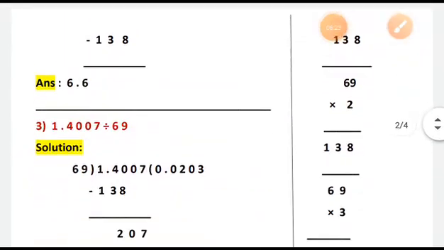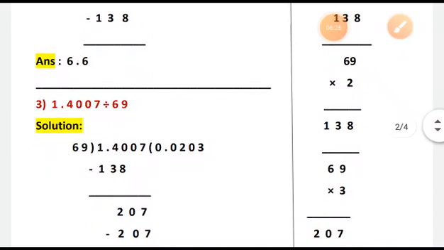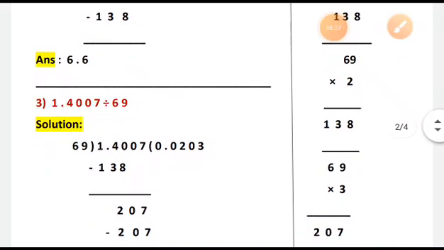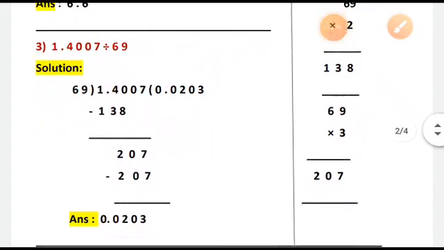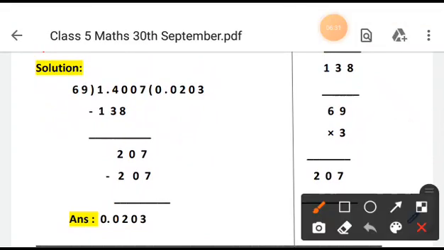Now the next sum, 1.4007 divided by 69. So here again you are writing in the division format. Then you are writing. Now see, let me mention one thing. In the integer part here you have 1. So that means 1 is less than 69. You cannot divide 1. So in this case, what you will do, you are going to put a 0 over here. Then introduce the decimal point.